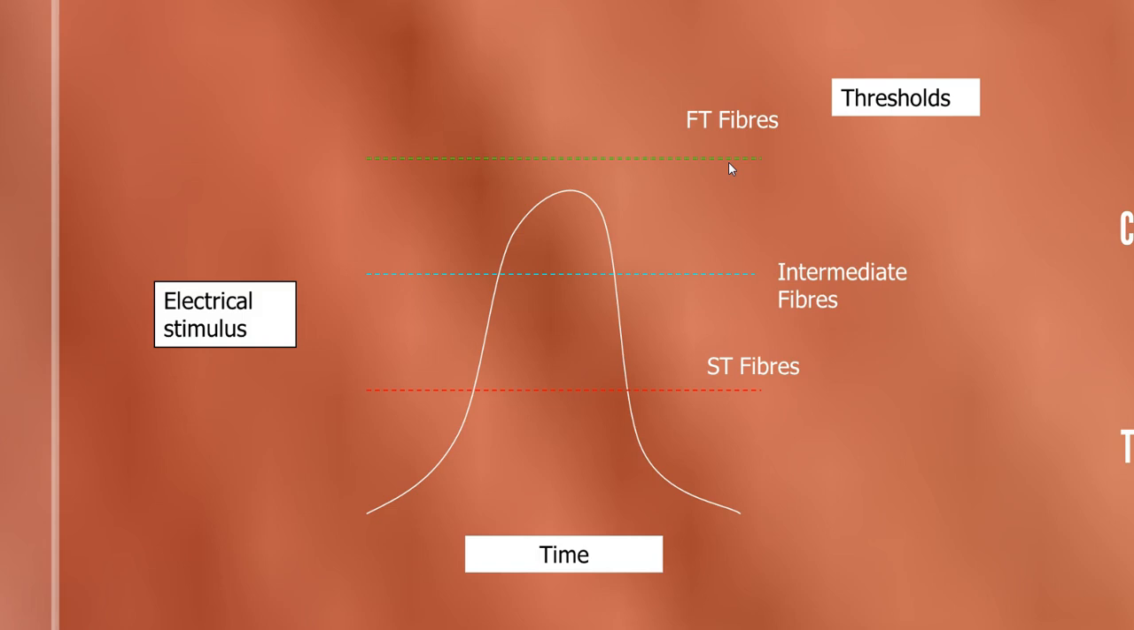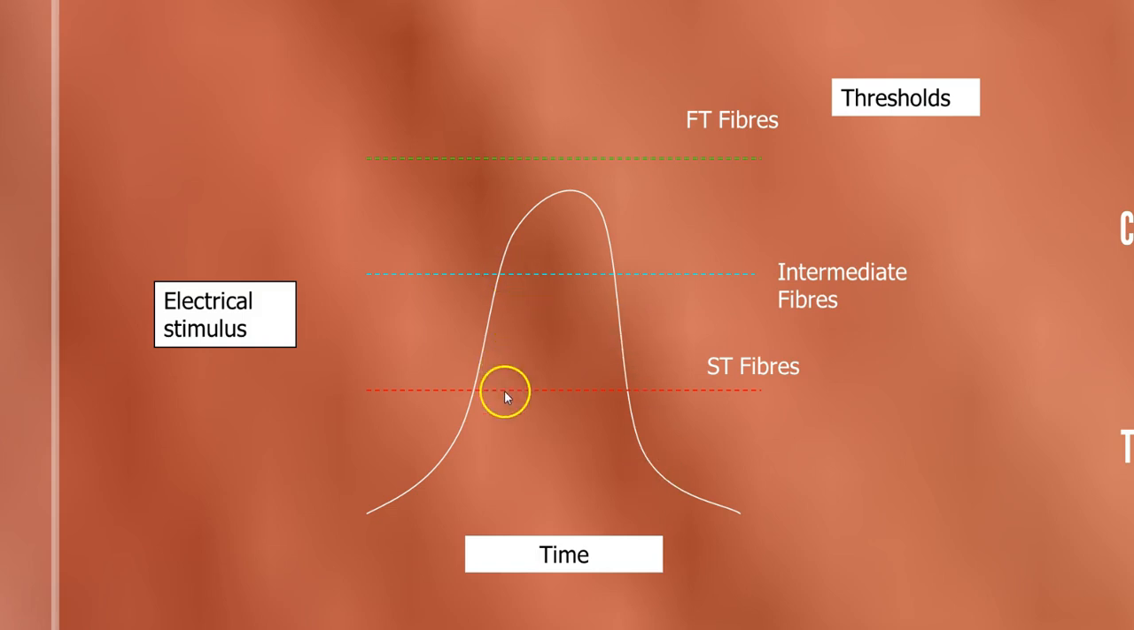So if we look at the twitch that's there in the white line right now, that goes up and down, can we answer which of the fibers will fire if this amount of electricity travelled down the motor neurons? And the answer, of course, is both slow twitch and intermediate fibers would fire, but fast twitch fibers would not. And that is the all or nothing principle.